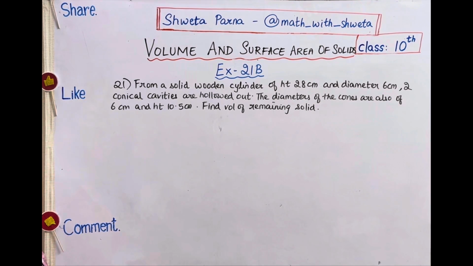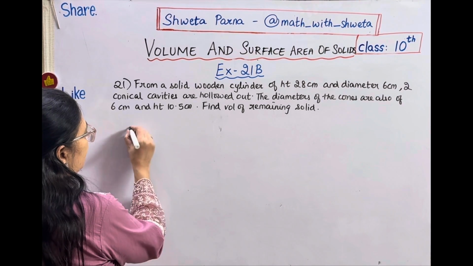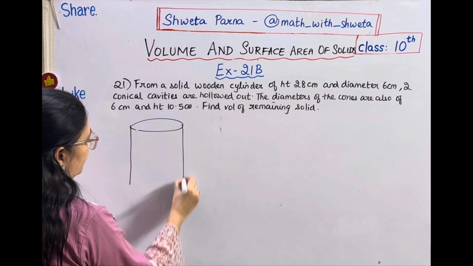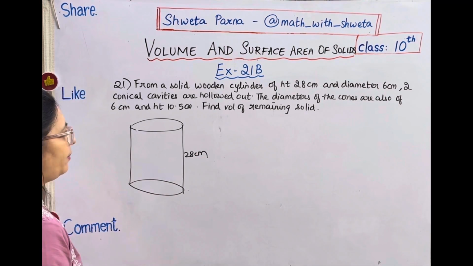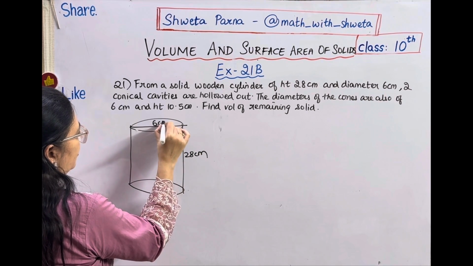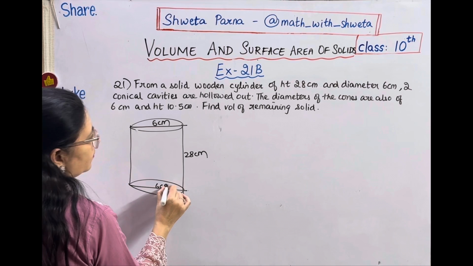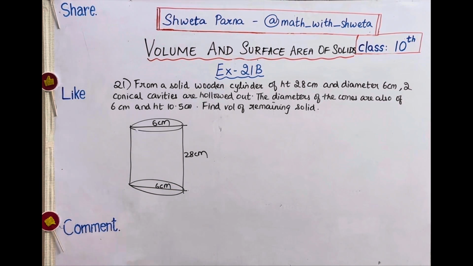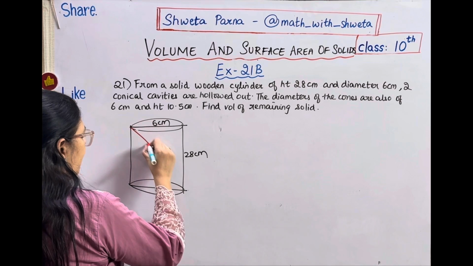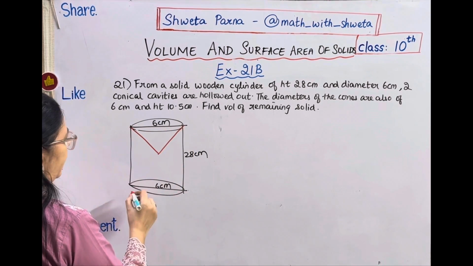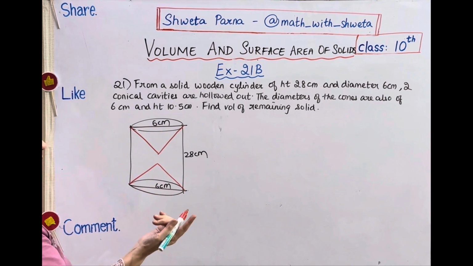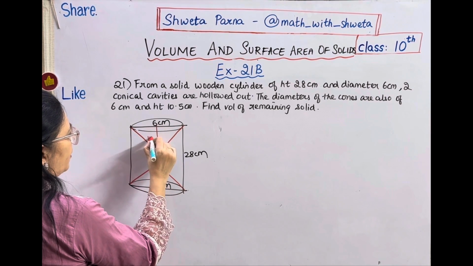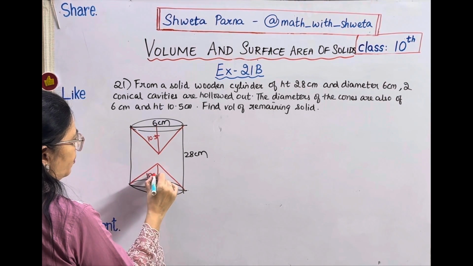Let's go to question number 21, children. From a solid wooden cylinder of height 28 centimeter. Let's draw the cylinder. A wooden cylinder. Height is given as 28 centimeter and diameter is given as 6 centimeter. Two conical cavities are hollowed out. Two cones are hollowed out, one cone and another cone. The diameter of the cones are 6 centimeter only and the height is 10.5. Here also height is 10.5.